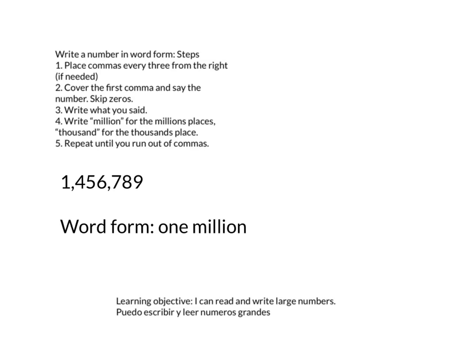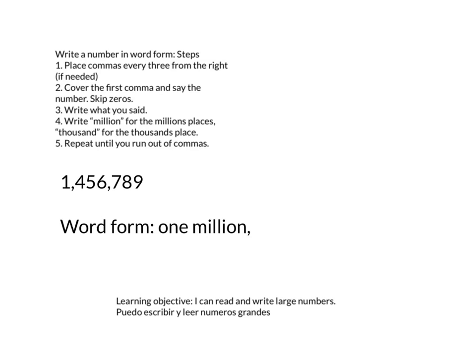Repeat until you run out of commas. So let's put another comma and then do the next step. Place commas every 3 from the right. Well, we have those commas. Cover the first comma and say the number. Skip zeros. Okay, we've covered that first comma. We're repeating, so we're going to cover the next comma.